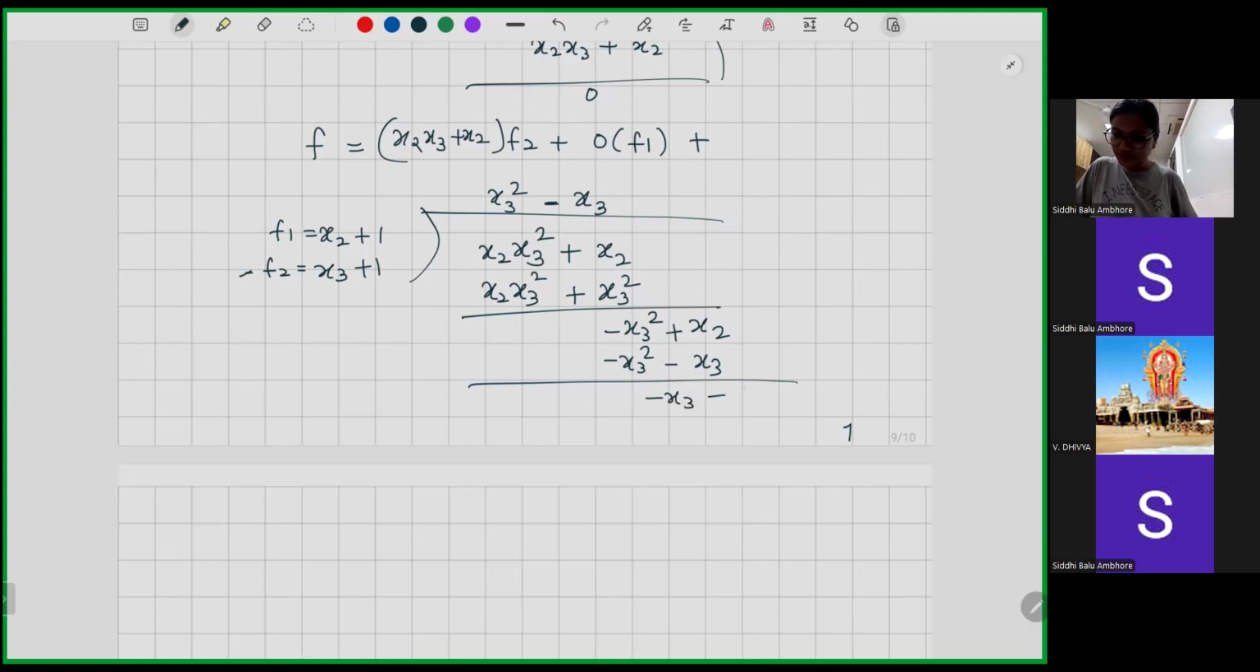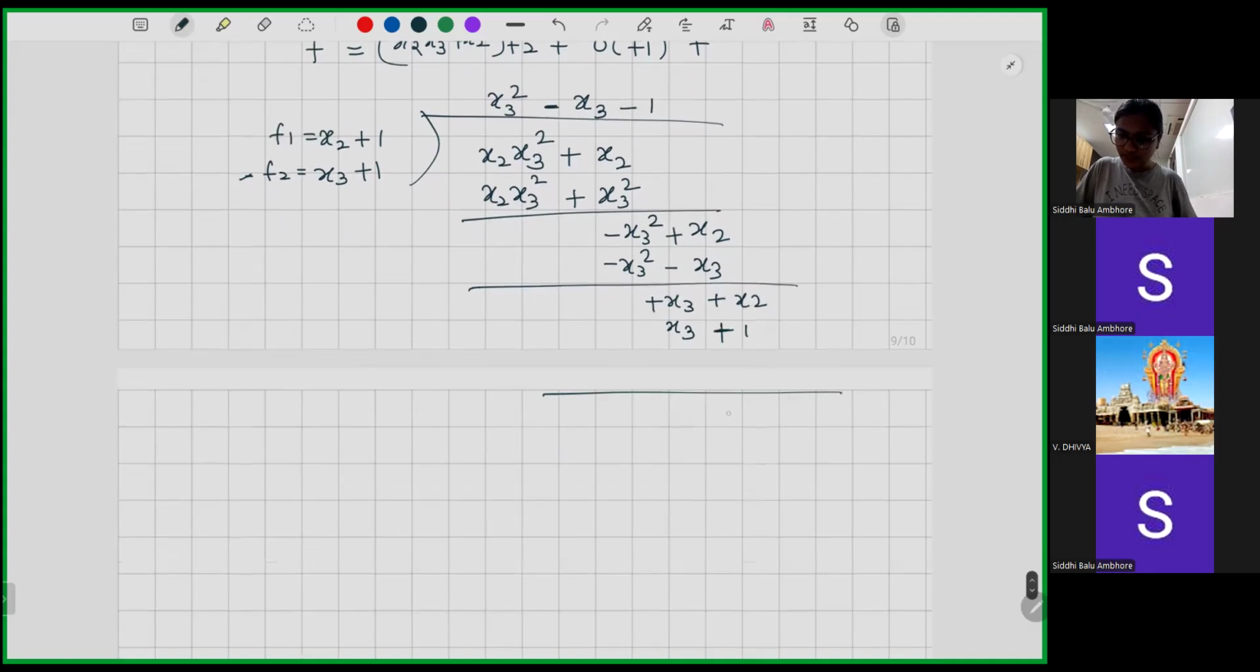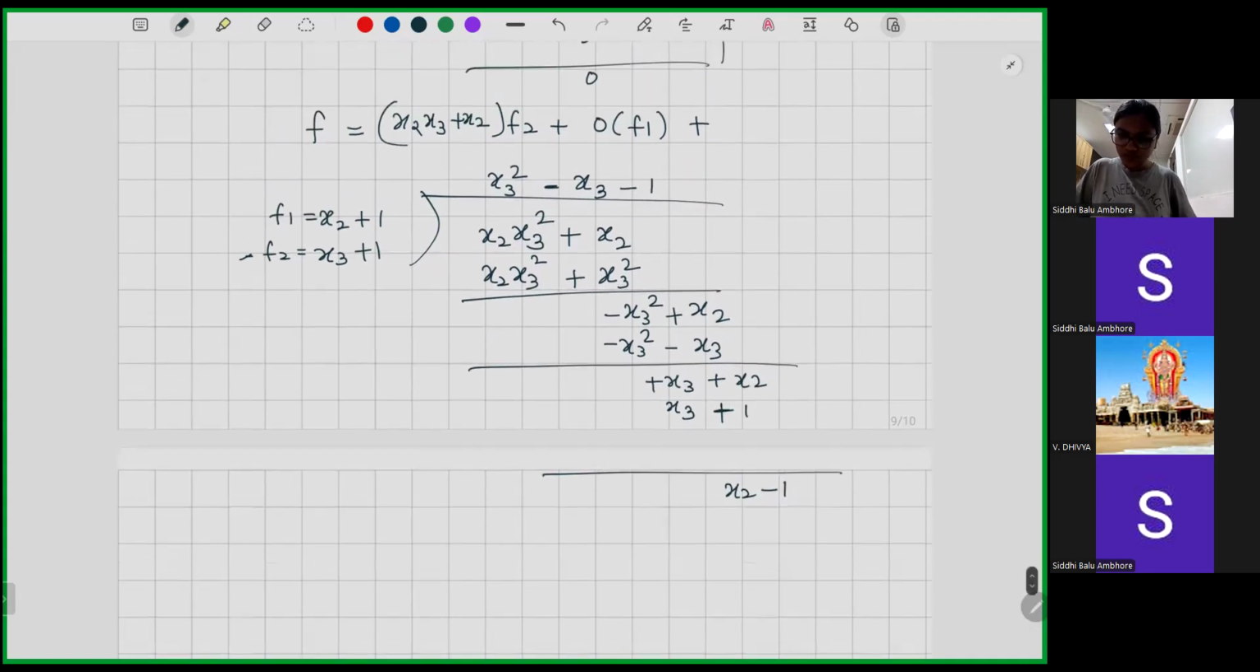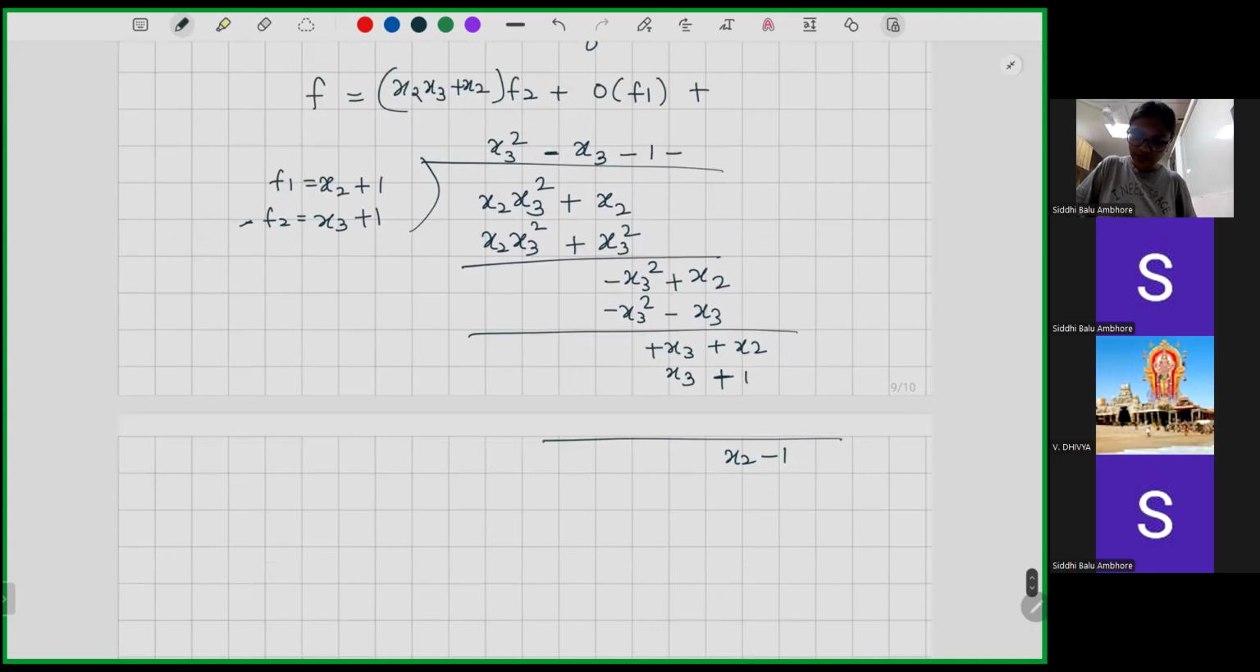Here it is minus x3 plus x3 plus x2. And again, when I multiply by minus 1, it is x3 plus 1. And when I subtract, I get x2 minus 1. And again, I get here plus 1. This is with f1, this is with f2, this is with f2, this is with f1. And again, I get x2 plus 1. And I get minus 2 as a remainder. Something like this.